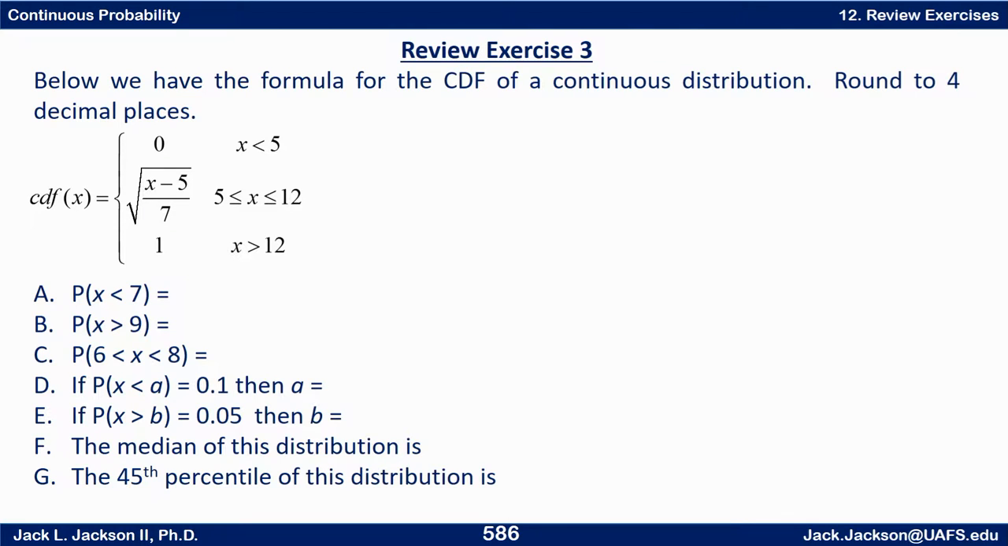Okay, here's review exercise 3 for this unit. Below we have the formula for a CDF for a continuous distribution. When you get your answers here, round them to 4 decimal places and put them in decimal form.